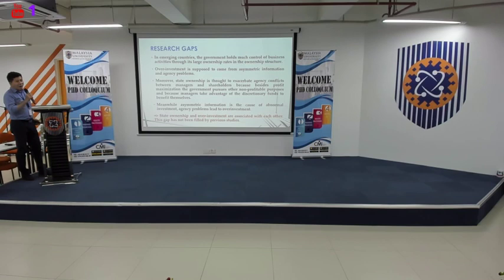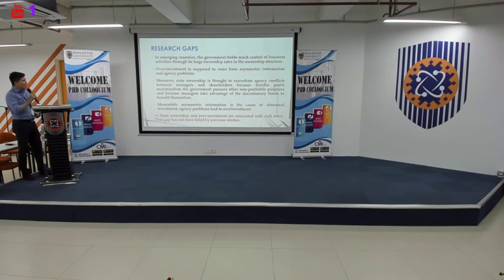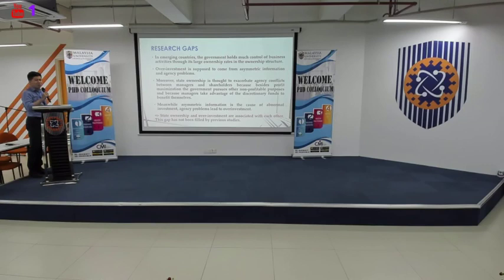And I have some research gaps. First, in emerging countries, including Vietnam, the government holds much control of business activity through its large ownership rate in the ownership structure. Second, overinvestment is supposed to come from asymmetric information and agency problems. Moreover, state ownership is expected to exacerbate agency conflict between managers and shareholders, because this view has not been tested by previous studies.